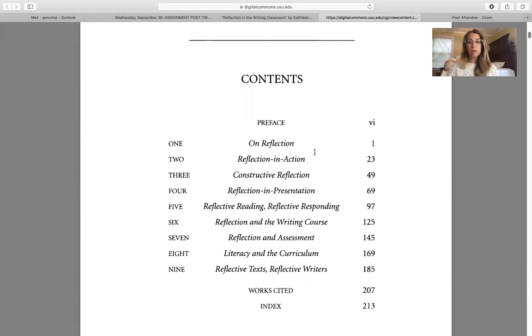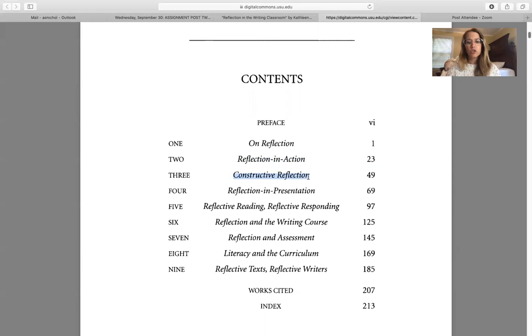So you're not just putting off all of your work until the end of the week, but you're consistently working in small steps and working through your process. Remember, that's our number one learning outcome for the class, that we're seeing writing as a process that takes time. So that's why it's important to participate in that reflection in action, as Kathy Yancey calls it.